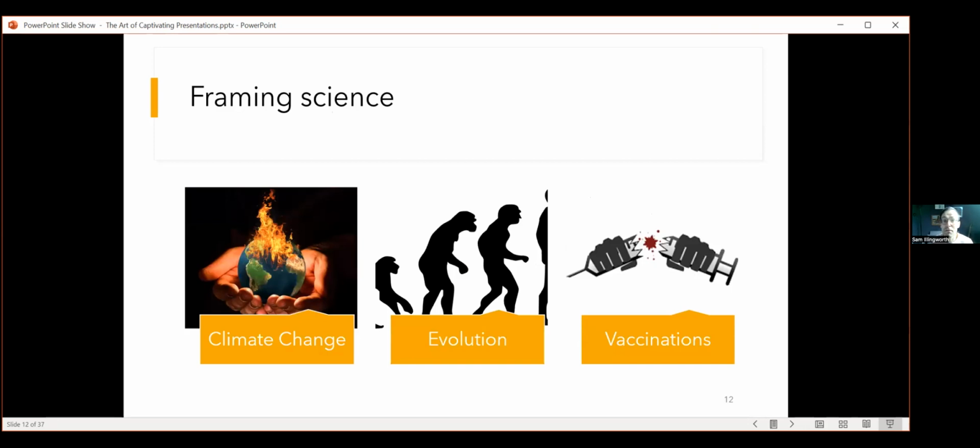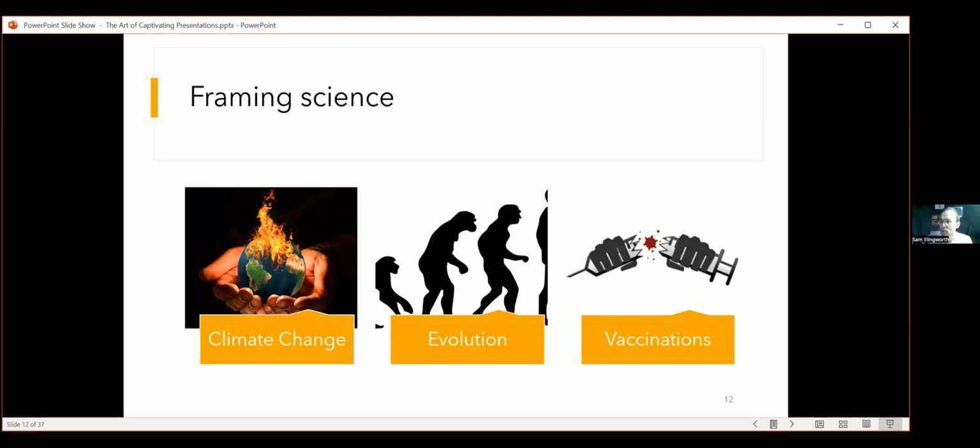So when we think about framing in science, many of us work on topics that are not necessarily controversial, but which need to be framed in a certain way depending on the audience that we're talking to. So people that work with the climate crisis, people that work with evolution, people that work with vaccinations, to name the three.